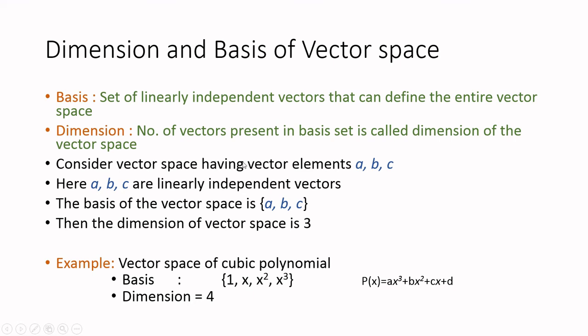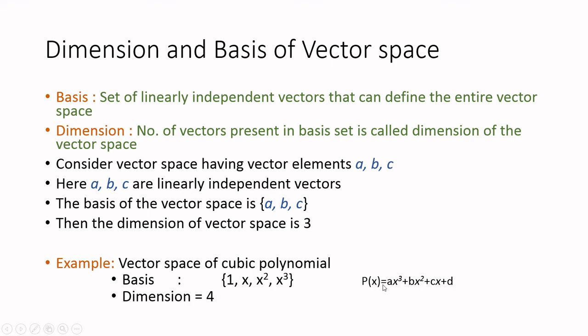Let us consider one vector space having vector elements A, B and C. Let us assume that A, B and C are linearly independent vectors. Then the basis of the vector space will be A, B and C, and the dimension of the vector space will be 3. Let us consider another example wherein we try to define the vector space of cubic polynomials.